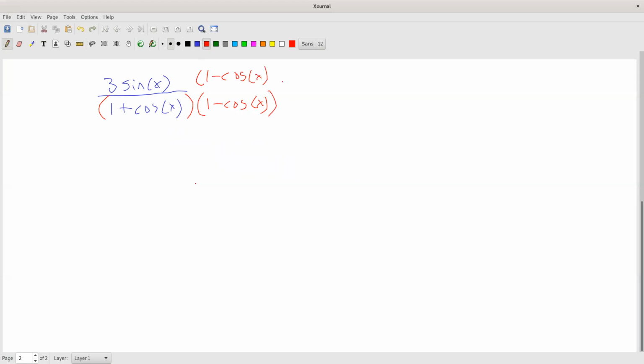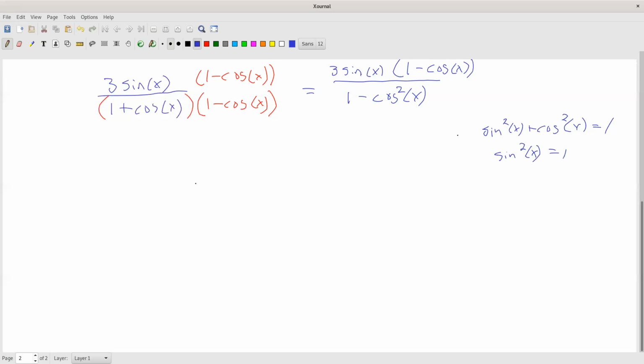The reason I'm doing that is if I take 1 plus cosine times 1 minus cosine, the middle terms cancel, and I get 1 minus cosine squared of x in the bottom. Maybe you recognize that, maybe you don't. If you don't recognize it, I will show you. This is my numerator, which looks more complicated at the moment, 1 minus cosine of x in the top. Think about the Pythagorean identity: sine squared of x plus cosine squared of x equals 1. If we subtract the cosine squared to the other side, then we get sine squared of x equals 1 minus cosine squared, which is my denominator. So this right here is really sine squared of x.